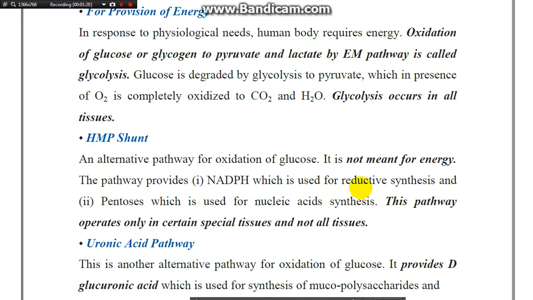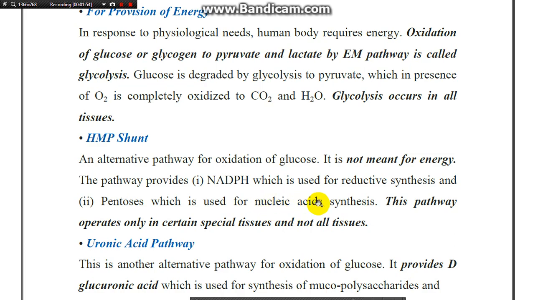إذن الهكسوس monophosphate shunt هي pathway يعتبر المسار البديل لعملية أكسدة الجلوكوز، ولا يستخدم لإنتاج الطاقة وإنما لتزويد الناد بي اتش، ويستخدم الناد بي اتش في الريدكتيف سينثيسيس، أي عملية التخليق التي فيها اختزال، والبنتوز الذي يستخدم لإنتاج النيوكليك أسيد.